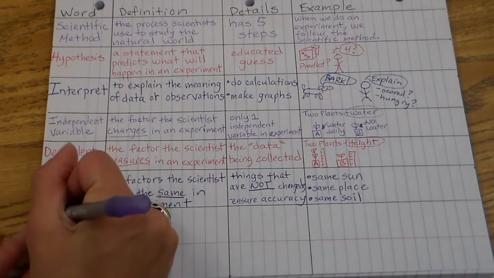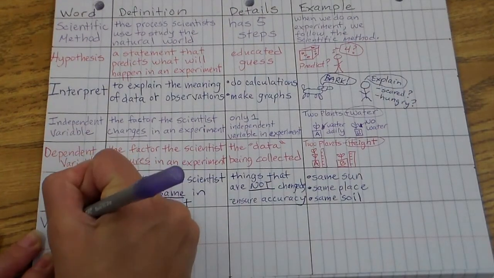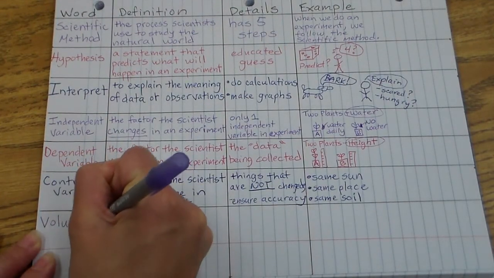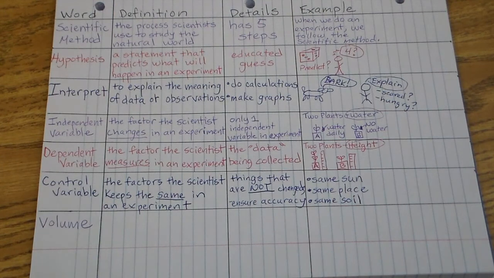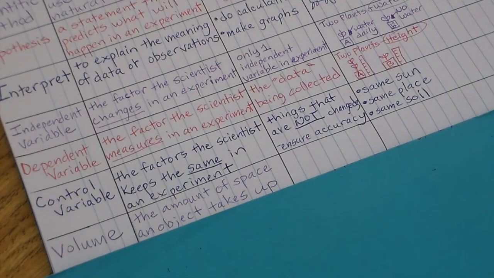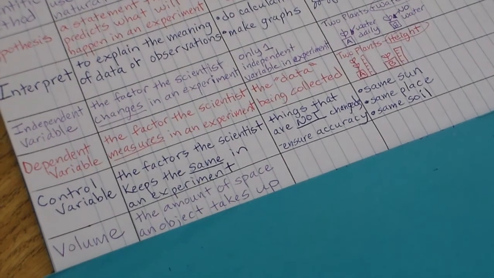So the first word that we're going to do today is a word hopefully you've heard in math class before. The word is volume, and volume is definitely a word you need to make sure you know in both math and science, because this week we're going to be talking about measurement. So our first vocabulary word is volume.